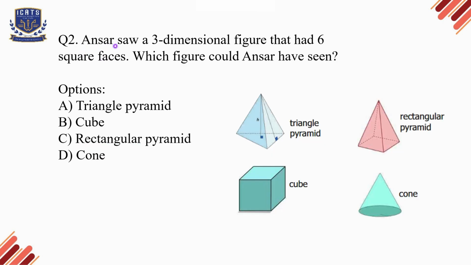Question number 2. Ansar saw a three-dimensional figure that had 6 square faces. Which figure could Ansar have seen? Option A is triangle pyramid, option B is cube, option C is rectangular pyramid, and option D is cone. As we have to find a shape with 6 square faces, cube is our only option because here we can see only squares. So we will select option B.